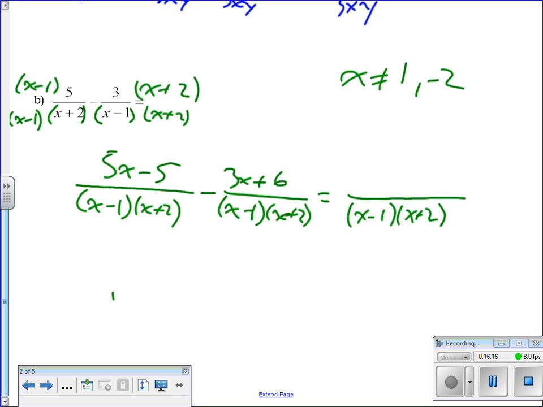Now I combine like terms in my numerator. And here's the thing you have to remember. What do I have going on here? I've got subtraction. There's a couple ways to do this. The easiest way is to change your subtraction to addition, make that positive, and then change the sign of everything in the numerator. Okay. 5x minus 3x, 2x. Negative 5 plus negative 6, negative 11.